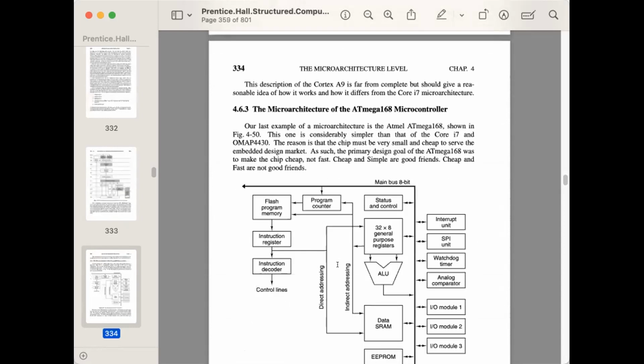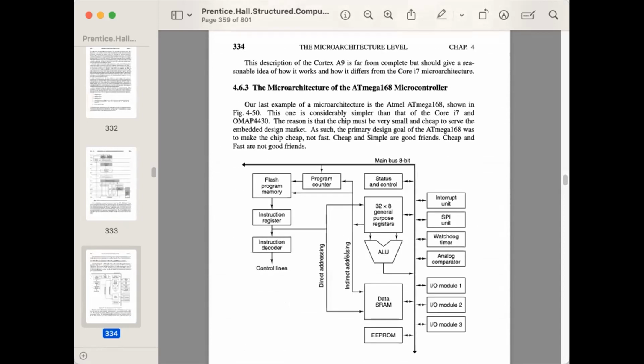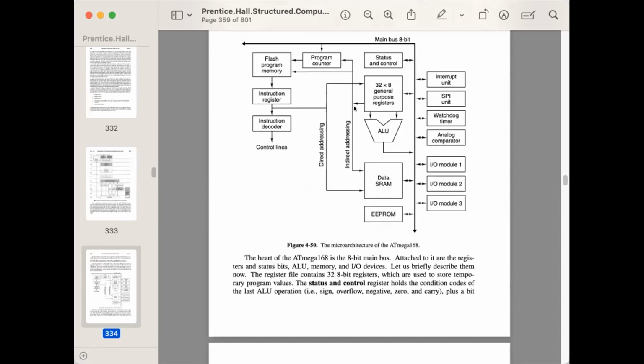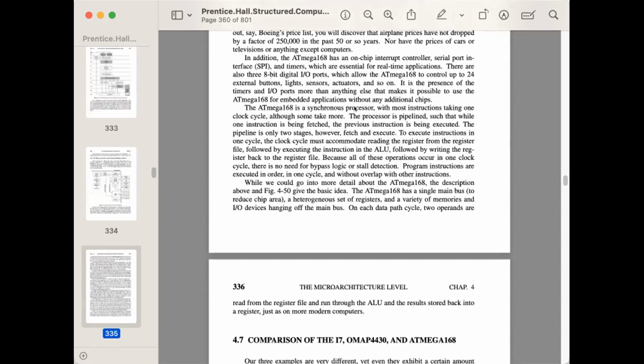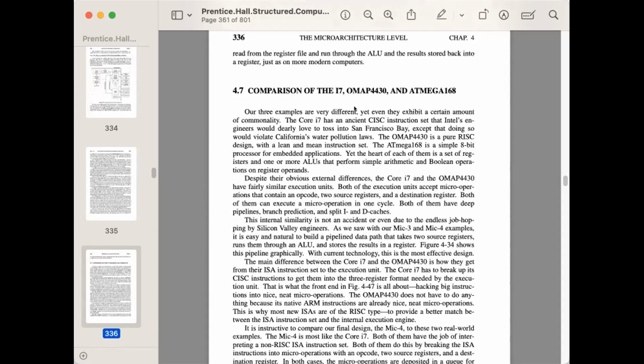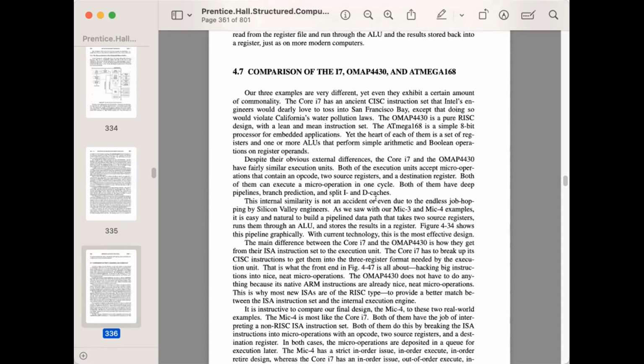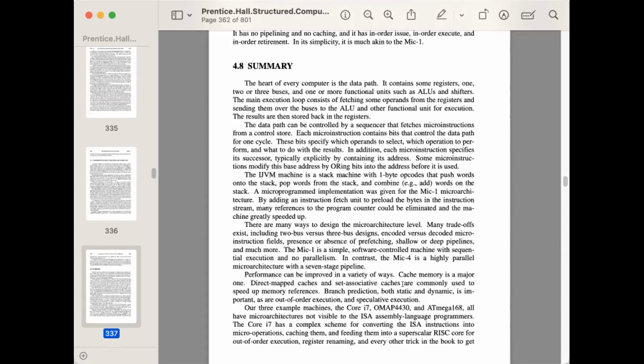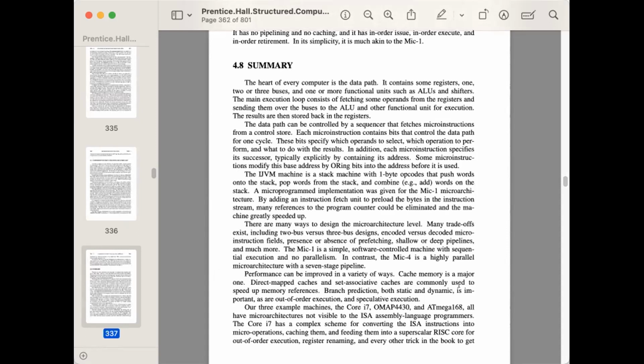And then finally, we talk about the Atmega 168 microcontroller, which is much simpler. It's going to show what this looks like and how it's implemented. There's a comparison here of the i7, the ARM chip, and the Atmega chip, and then a summary of the chapter. So that was a pretty brief overview of a lot of material.